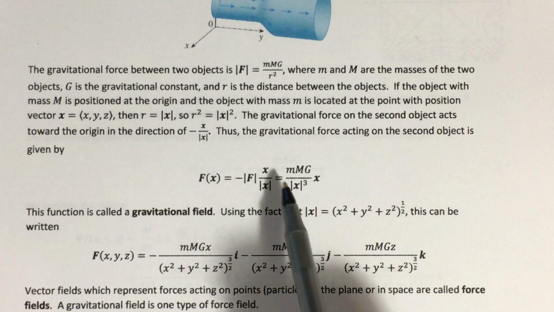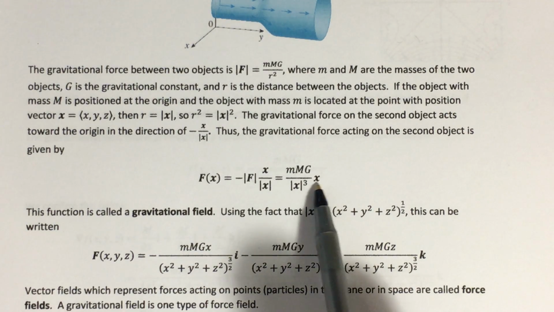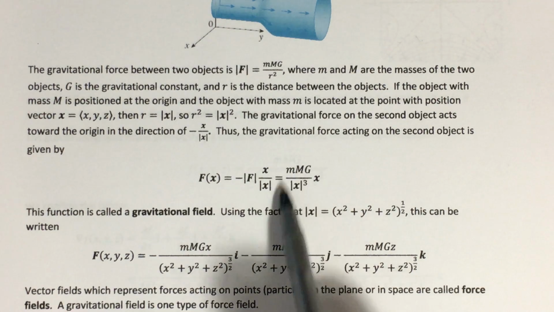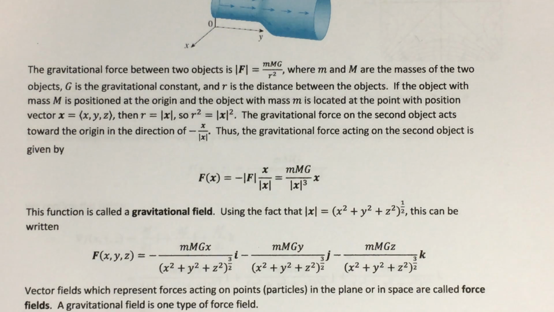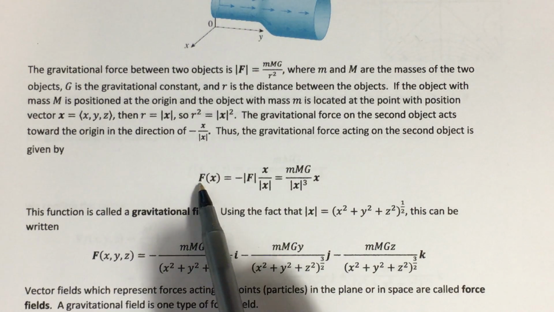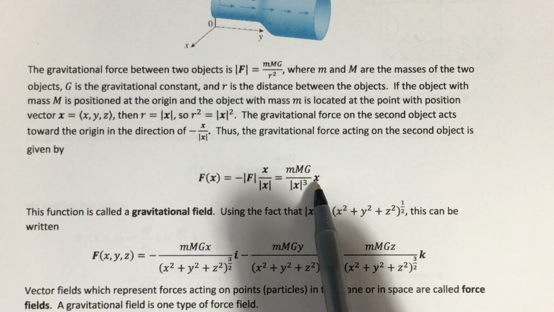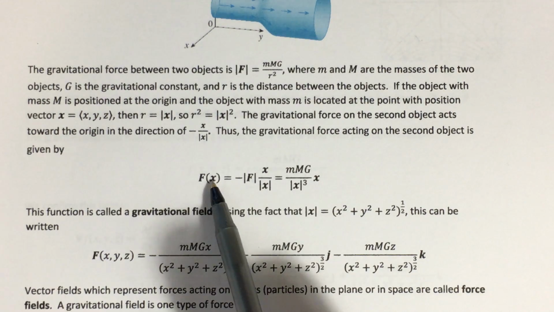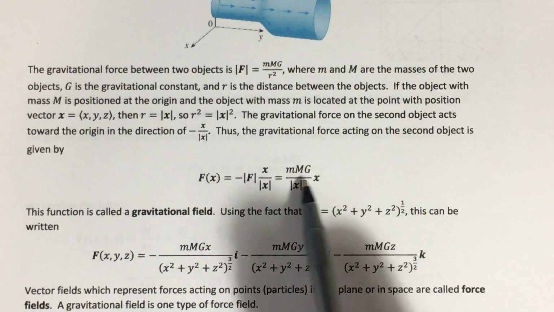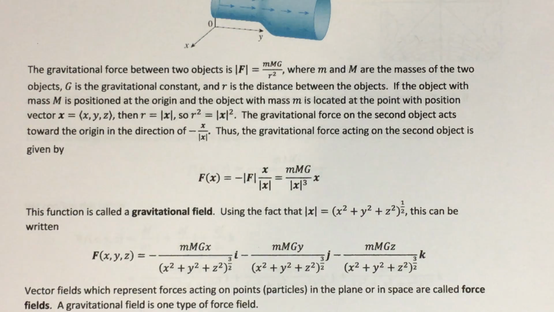mmg is showing up here as well. And then this x, remember, is the vector x. So this bold x right here is a vector. Everything else is a scalar that's being multiplied to that vector. Okay. Now, written this way, again, this is a vector field because the input x is a vector, the output is another vector. In fact, it's a scalar multiple of this vector here.